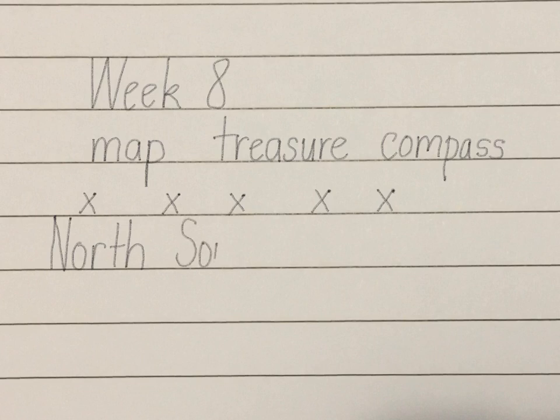South. Both these words end in th, north and south. East. Capital E touches the top and bottom line. A-S-T. And west. Capital W. So when you're making that W, make sure it's touching the top and bottom line. E-S-T. Notice that east and west both end in S-T, est.